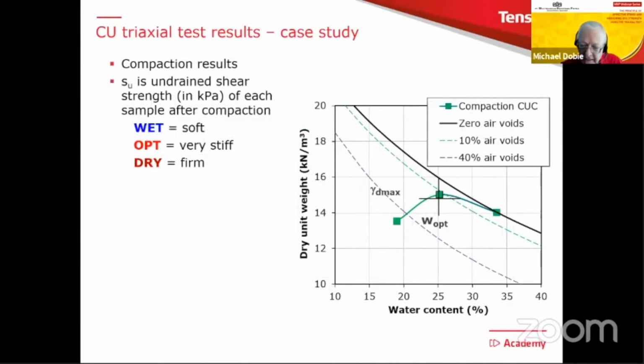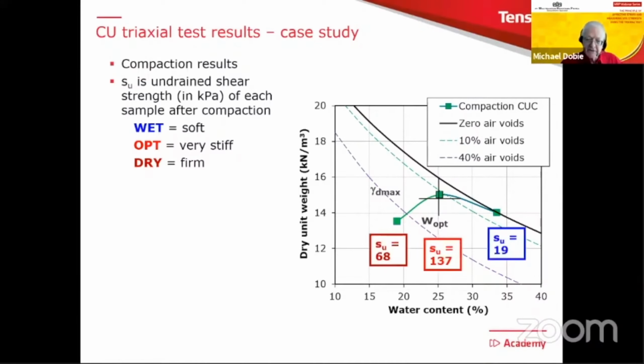And this is the compaction curve. I'm sure you're familiar with these things. So it's the dry unit weight versus the water content. You can see where the optimum is there. And the three green symbols indicate the starting conditions for the three sets of test specimens that were created for this particular exercise.